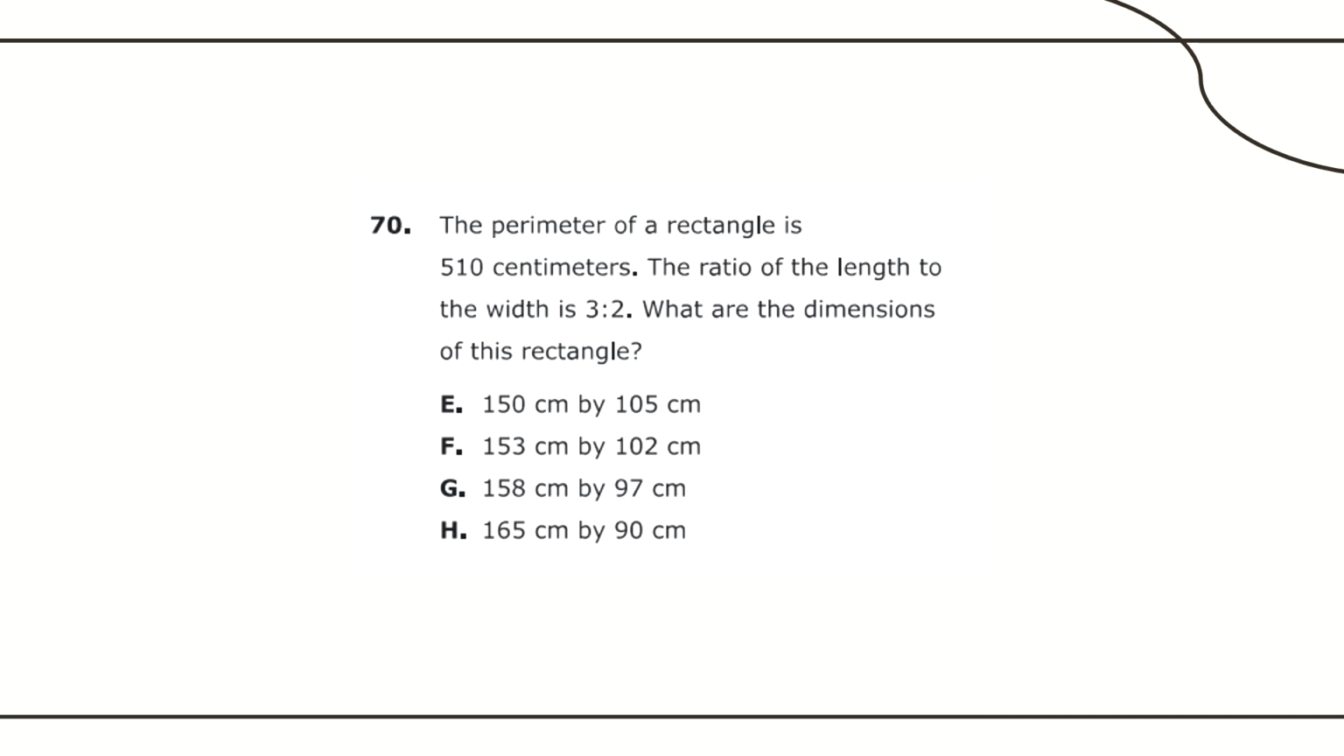In this question, it says the perimeter of a rectangle is 510 centimeters. The ratio of the length to the width is 3:2. What are the dimensions of this rectangle? Okay, so let's write out what we know. If we draw this rectangle, it says the perimeter of the rectangle is 510 centimeters.